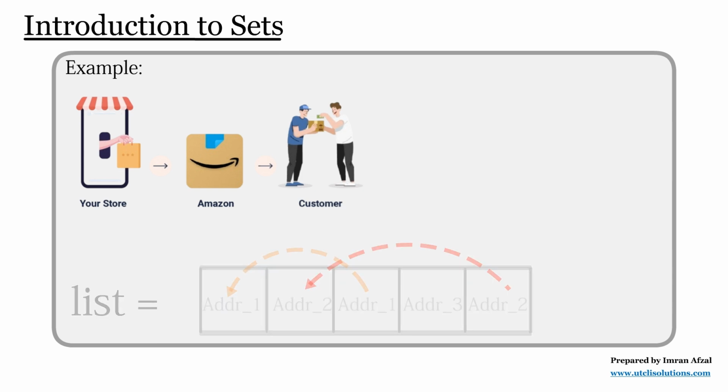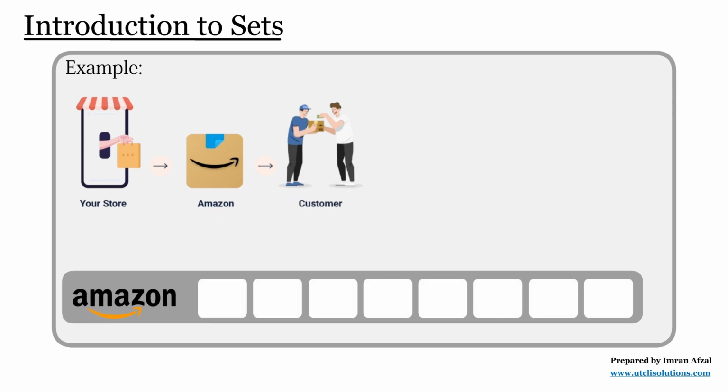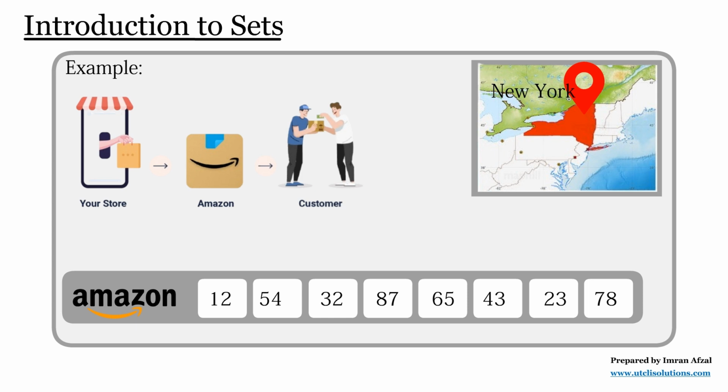However, Amazon does not need to count the same city multiple times when deciding where to open a warehouse. Instead of using a list, Amazon uses a set to store only unique cities where orders are coming from. And that set code is actually written in their Amazon.com website, the software that they run. So, this way, even if 1,000 people order from New York, it will be stored only once in the set, making the data cleaner and easier to analyze.